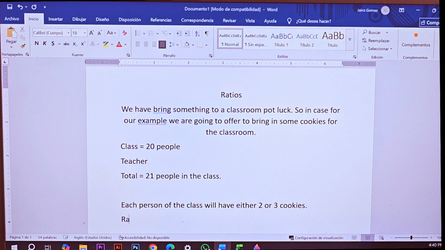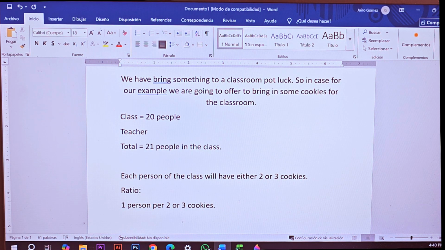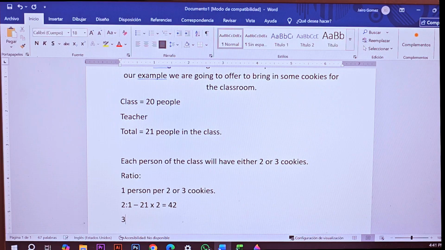So you have a ratio of 1 person per 2 or 3 cookies. So if you have 21 people and you have a ratio of 2 to 1, then you have 21 times 2 equals 42 cookies that you will need. However, if you have a ratio of 3 to 1, then you'll have 21 times 3 equals 63 cookies.